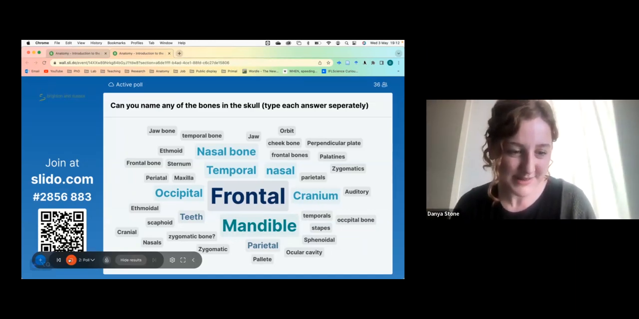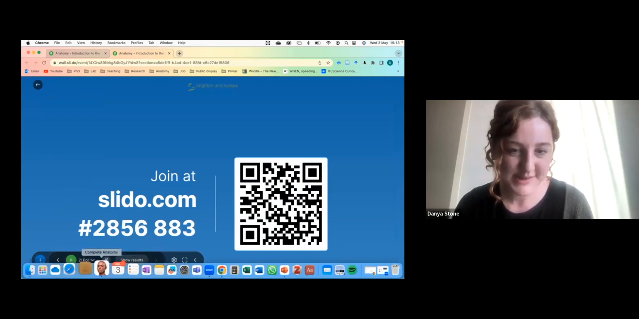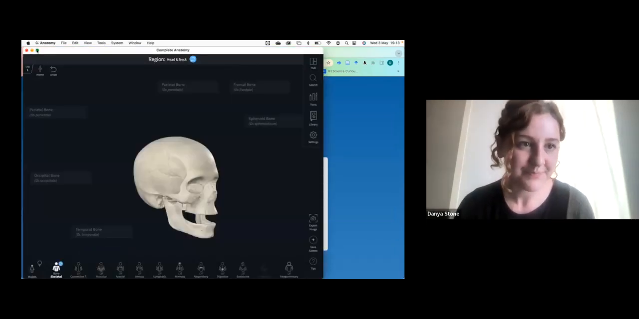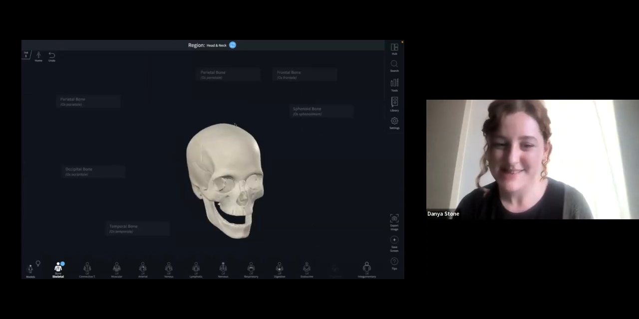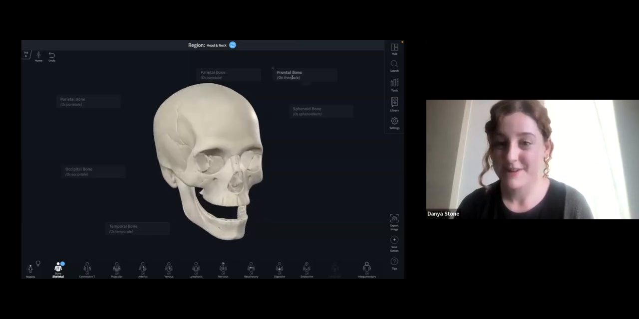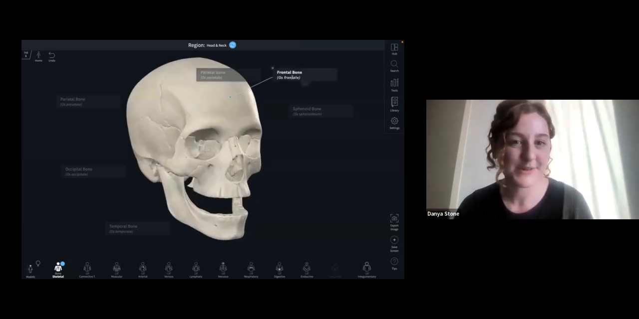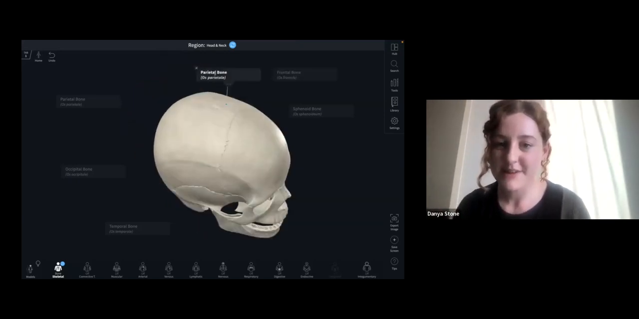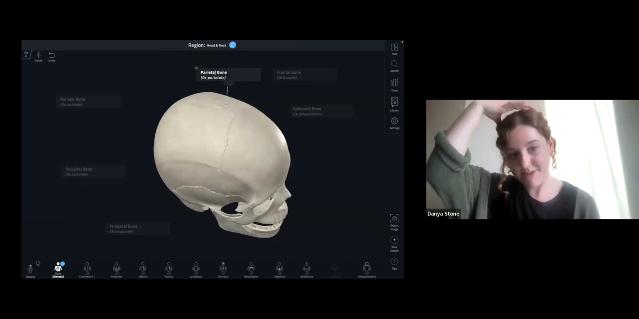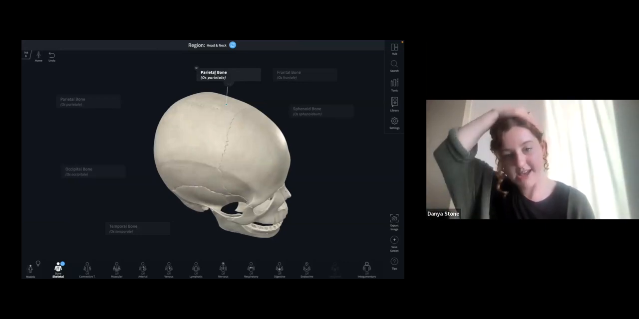I'm going to close that now, and I'm just going to switch over to Complete Anatomy. Okay, so a lot of you don't need me to tell you this, but you've got the frontal bone, which a lot of you were able to identify. This is your forehead bone. Just behind the frontal bone is the paired parietal bone. So we've got 1 on each side.